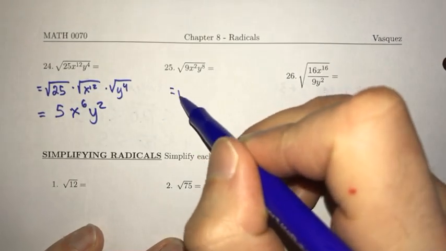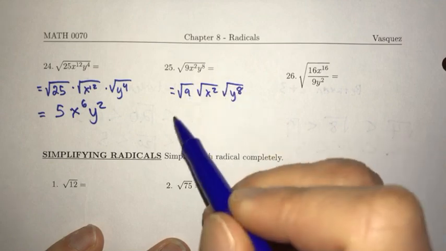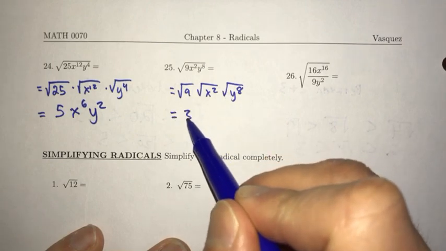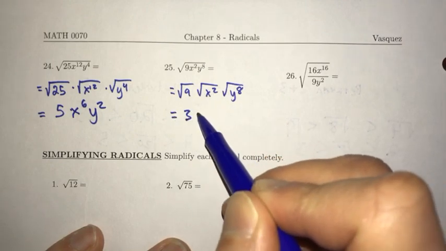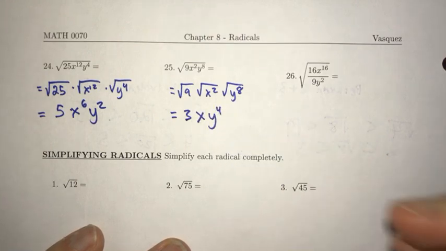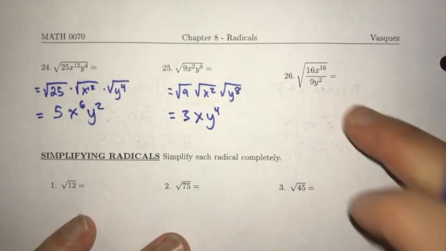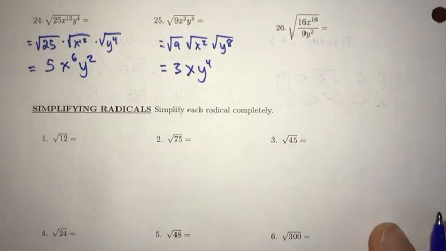Let's do this again. Let's see, square root of 9, square root of x squared, square root of y to the 8th. Square root of 9 is 3. Square root of x squared is just x. Square root of y to the 8th is y to the 4th. Now I'll let you finish that one there.